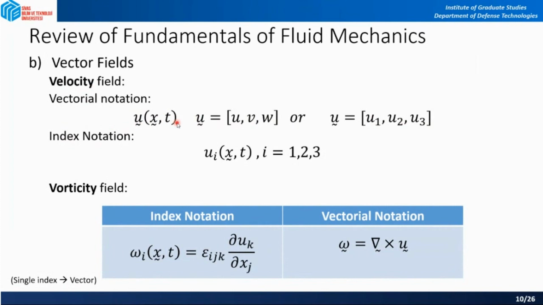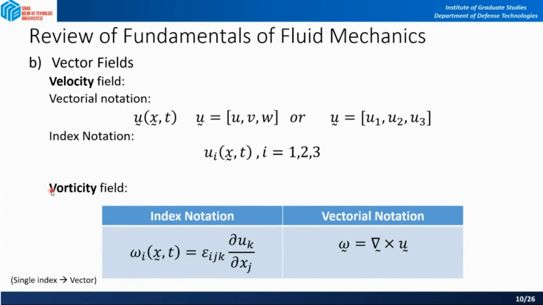So index notation, what does it say? It says that you write u and then you write i. It's a function of space and time, and i varies from 1 to 3. It means that you have u1, u2, and u3. So this is called an index notation. Remember, for the vectorial notation, we put one tilde sign. For the index notation, whatever has one index, or a single index, is known as a vector.